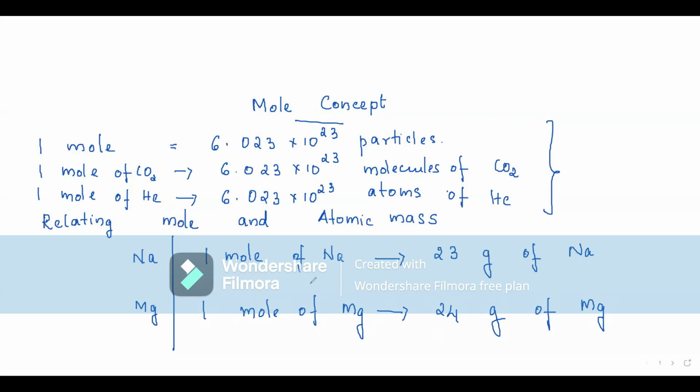All right. So, any particular atom, if taken in 1 mole, that means the weight of it is the atomic mass of that particular element. The number remains the same. 1 mole is always 6.023 10 to the power 23 particles, but the weight will vary. If you are talking about atoms, then 1 mole's weight will be the atomic weight of the atom. I hope this point is clear.